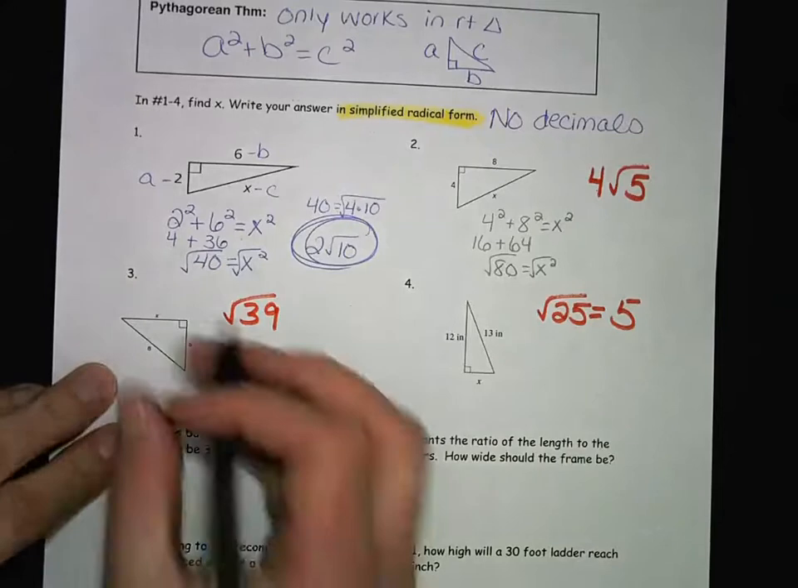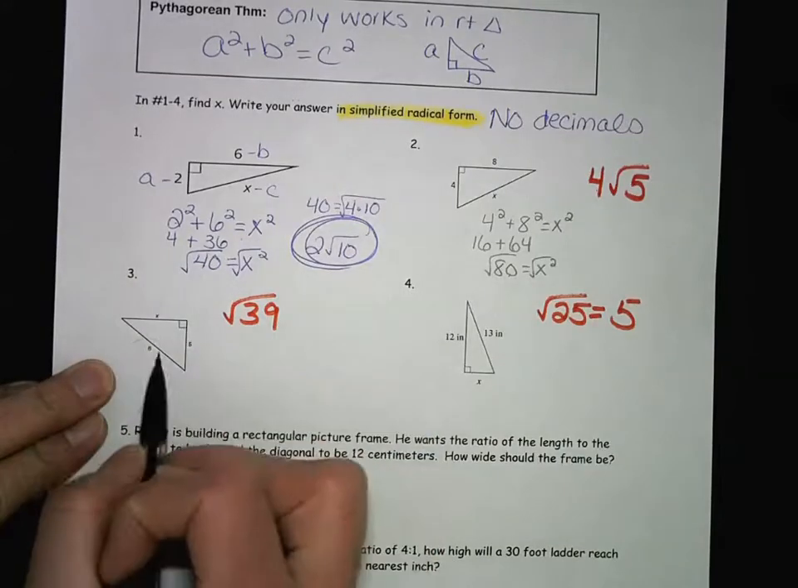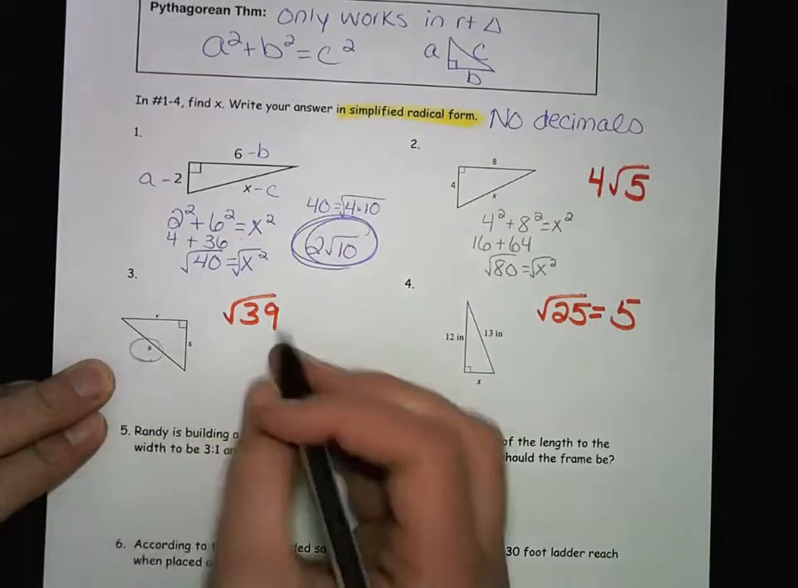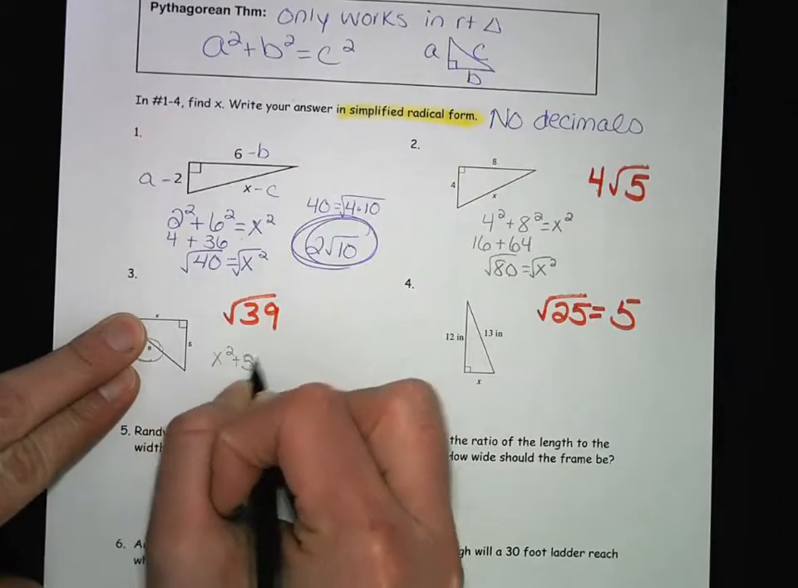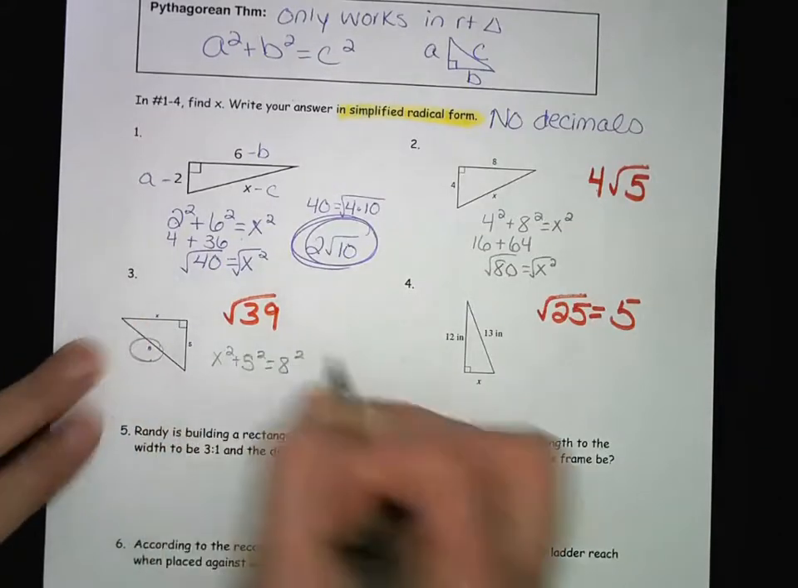On number 3, the one thing you have to notice is that they give you the hypotenuse. So you have to be very careful. So you go a squared plus b squared is equal to c squared.